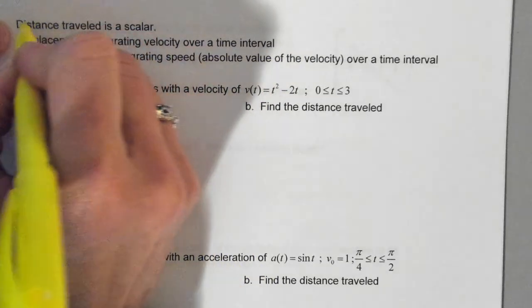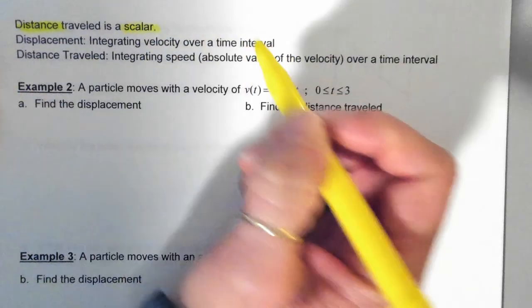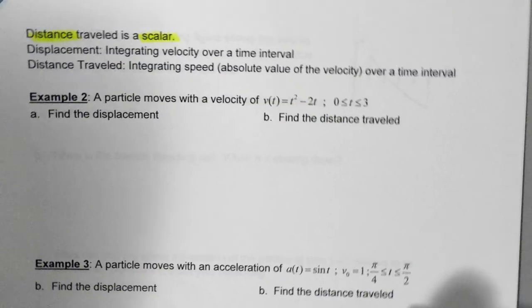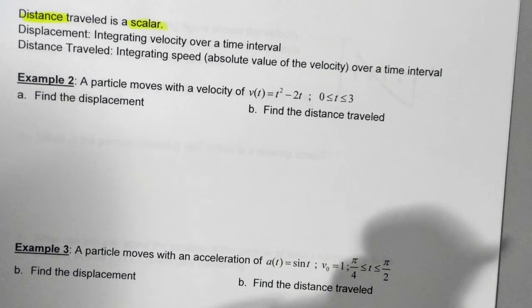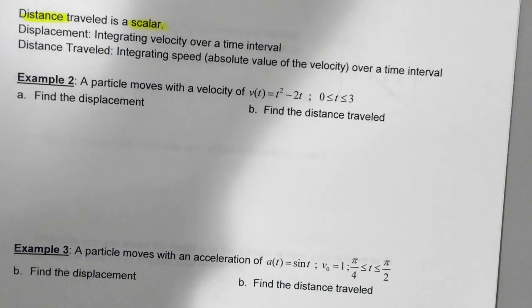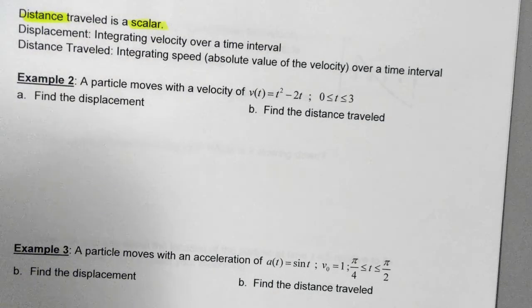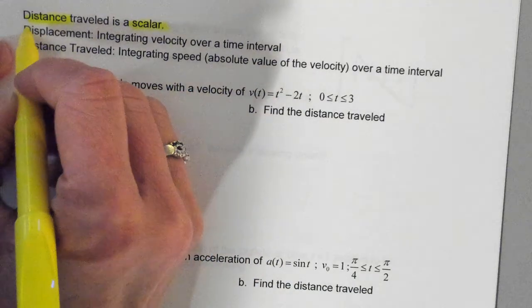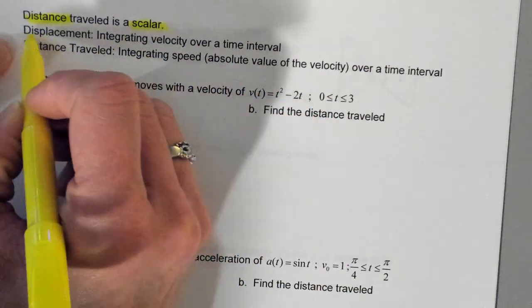So what we need to remember is that distance traveled is a scalar. Can someone tell me what that means? Scalar. Okay, just magnitude, right? There's no direction. It is a real number, all right? And then these are basically how you find them.